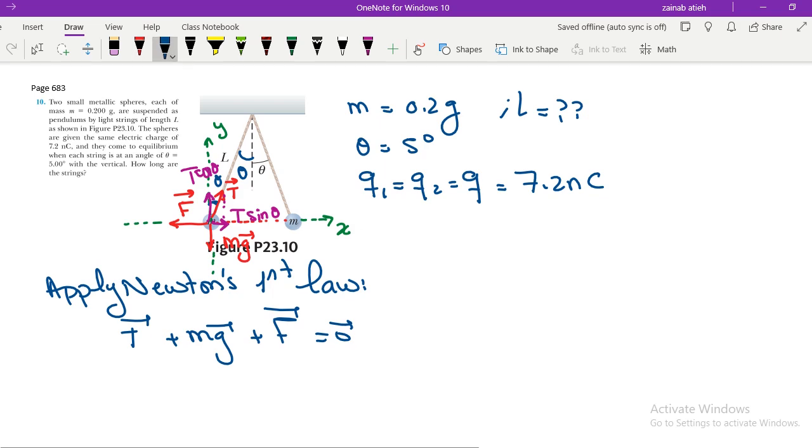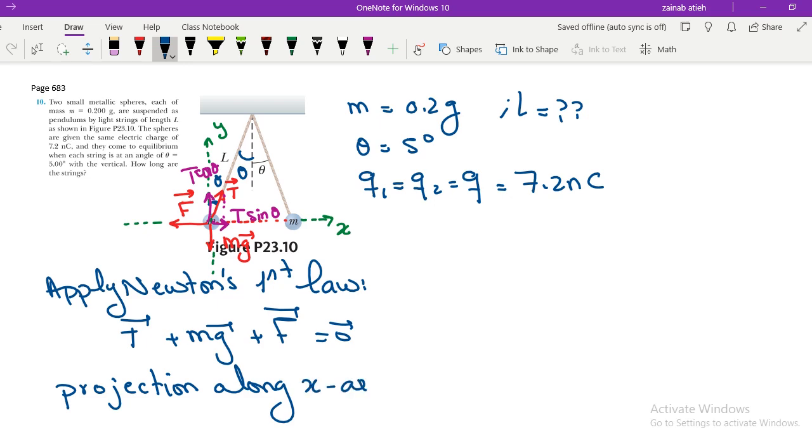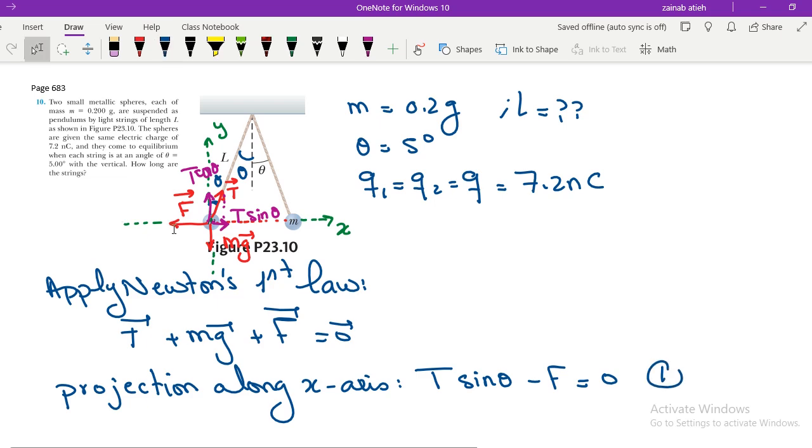Now let's write our projection along the x-axis. This will give me T sine theta, positive along the positive axis, minus F because it is opposite to the x-axis, is equal to 0. I will call this the first equation.